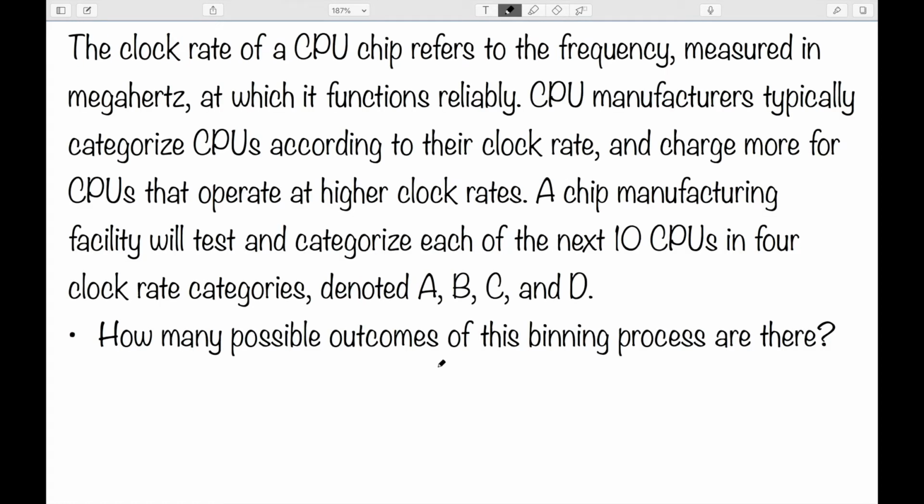So the clock rate of a CPU chip refers to the frequency, measured in megahertz, at which it functions reliably. And CPU manufacturers typically categorize CPUs according to their clock rate and charge more for CPUs that operate at a higher clock rate. So in our example, we have a chip manufacturing facility that will test and categorize each of the next 10 CPUs into 4 clock rate categories. And these categories are denoted by A, B, C, and D. So how many outcomes of this binning process are there?